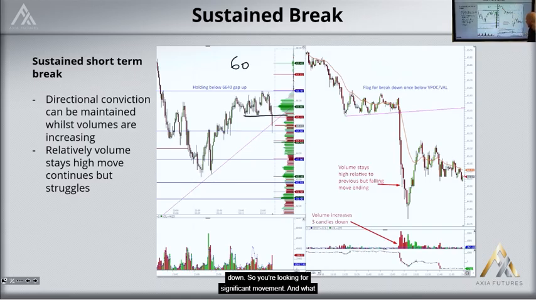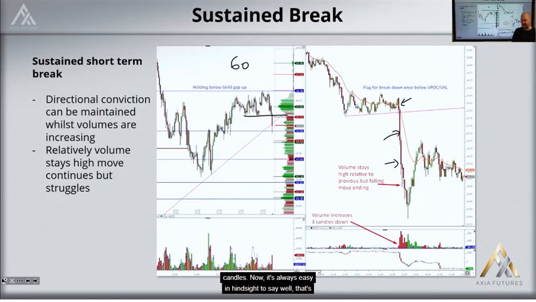So you're looking for significant movement. And what you get here then is a little touch up in volume. Volume increases just as the flag starts to break. That's the first little spike of volume just down here. After that though, volume continues to rise through the next couple of candles.